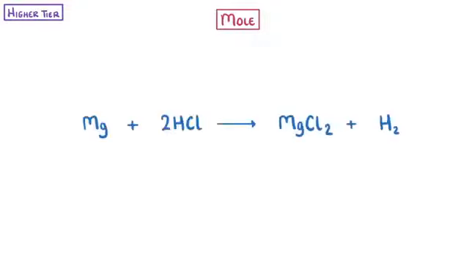Now, the last thing we need to mention is that when you look at a chemical equation, you can think of them in terms of moles. So for this equation, we can think of 1 mole of magnesium reacting with 2 moles of hydrochloric acid to form 1 mole of magnesium chloride and 1 mole of hydrogen gas. And you should think of these as ratios. So if we started with 2 moles of magnesium, we'd have to react it with 4 moles of hydrochloric acid, and it would produce 2 moles of magnesium chloride and hydrogen gas.